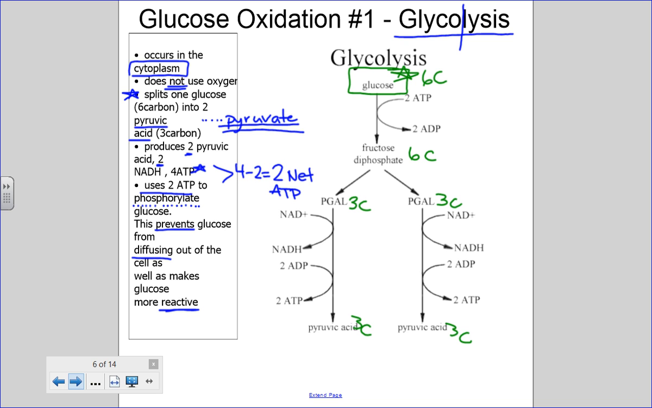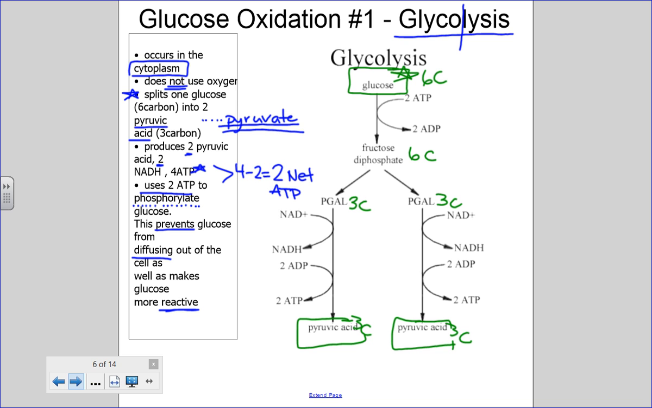Now, does it interest me that you know the names of all of the intermediates? No, and some of them aren't even listed. The only names I need you to know for the carbon compounds are the beginning and the end. Glucose goes in, it has 6 carbons. Pyruvic acid comes out, it has 3 carbons.